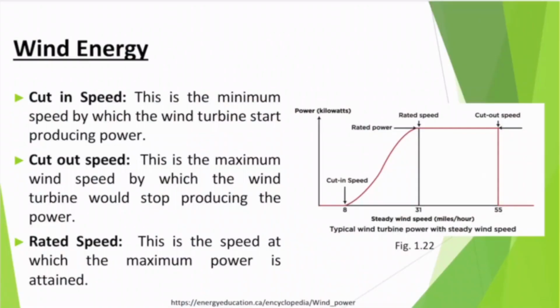Now, what is rated speed? This is the speed at which the maximum power is attained. What happens is, if I plot the power output versus speed, it keeps on increasing, then becomes saturated, and then starts dropping. So we need to capture that speed at which maximum power is being produced from wind power.